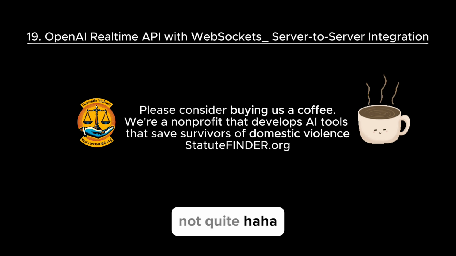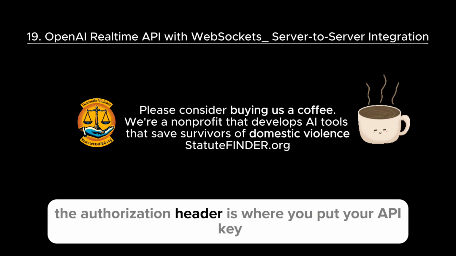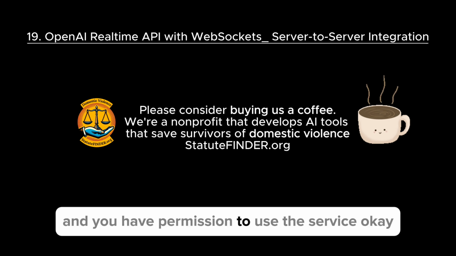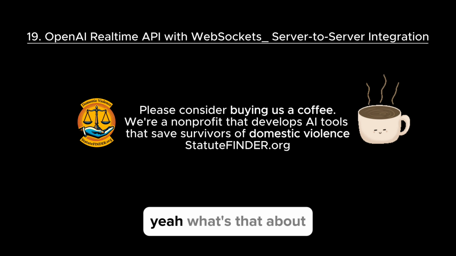Not quite, haha. Think of headers like extra information attached to your request. The authorization header is where you put your API key. It basically proves it's really you, and you have permission to use the service. As for that OpenAI beta header, what's that about?